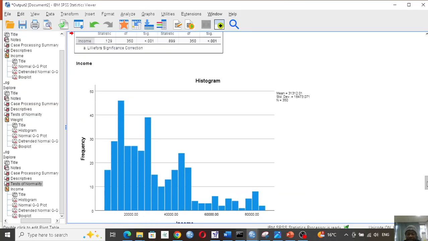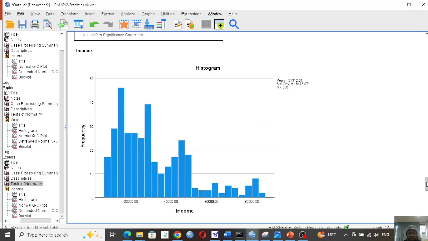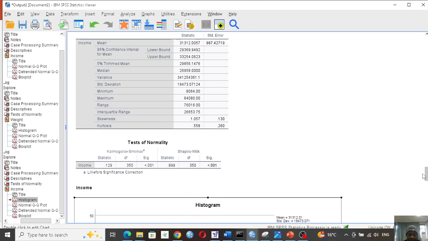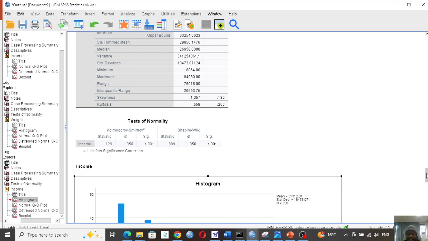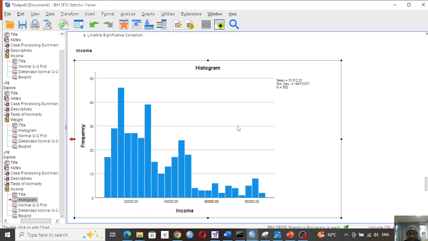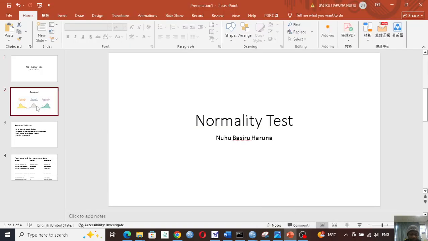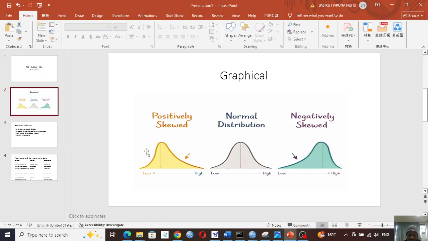Now let's see the histogram too. You realize that it has the longest of its tail to the right side. That means it has also confirmed this, which means that it is positively skewed. It is not normal. If it were normal, most of the distribution should have been within this range. It should have looked like this, but you could see that it looks like this one. That means it is not normal.